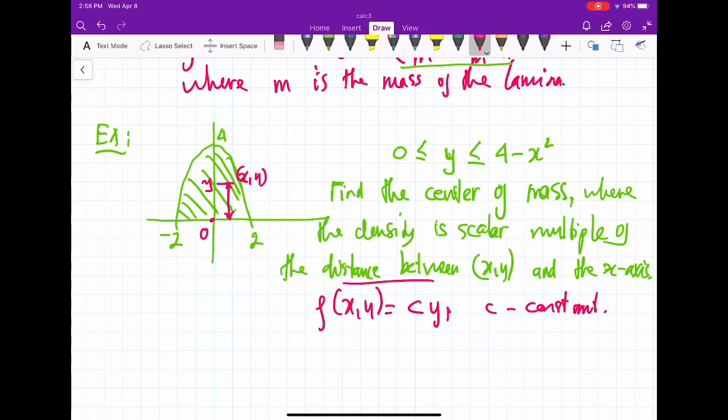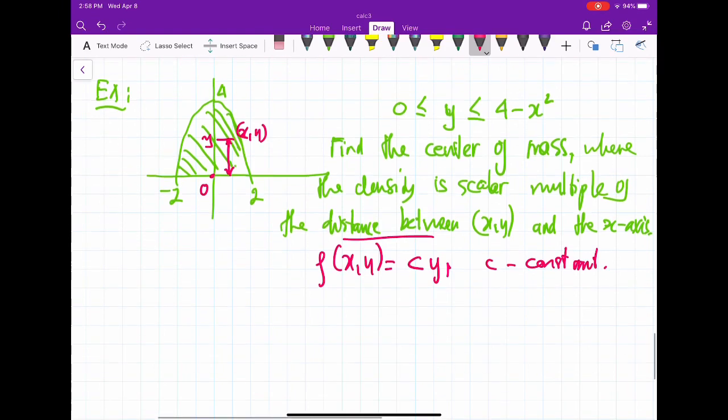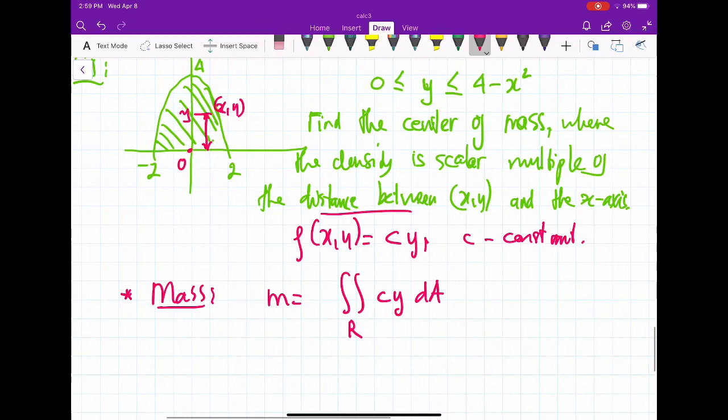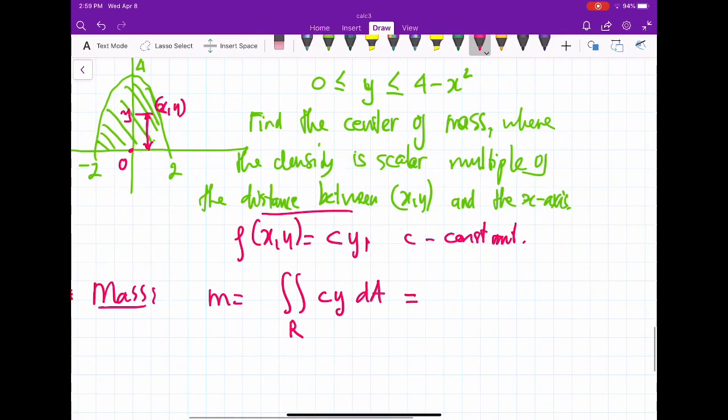Okay, so let's solve this problem. We need to find 3 values. First, we need to find the mass. M equal to double integral on R. The function is c y, okay, and then dA. You can pick the order dx dy, or dy dx, whatever you want, okay. But let's do that with the c y and then dy dx.